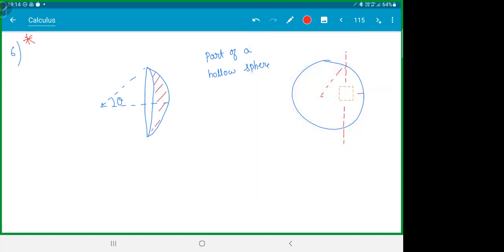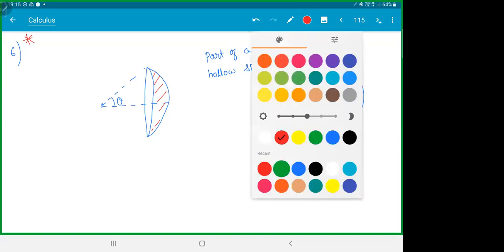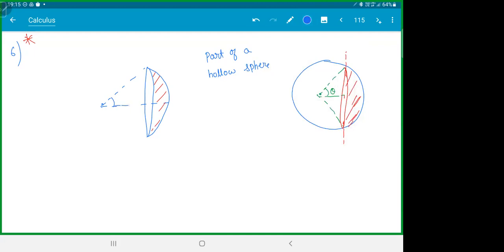So basically it is like this. Someone just cut it like this. This is the shaded part. Understood the diagram? Find the surface area of the shaded part.